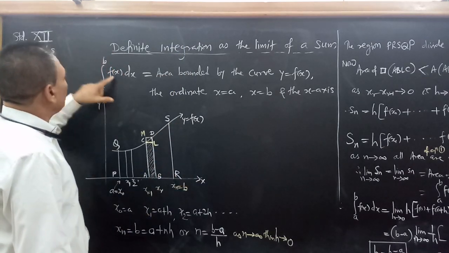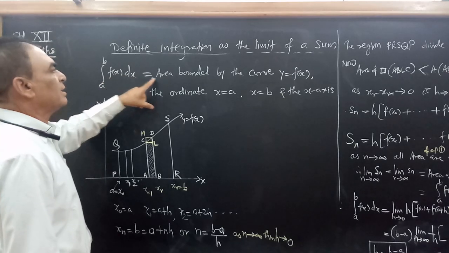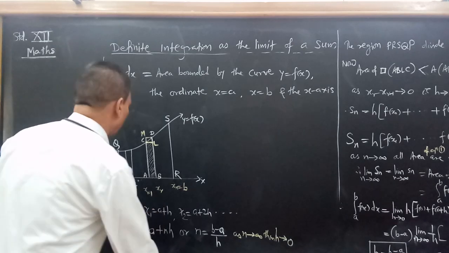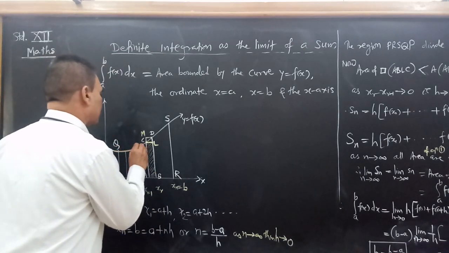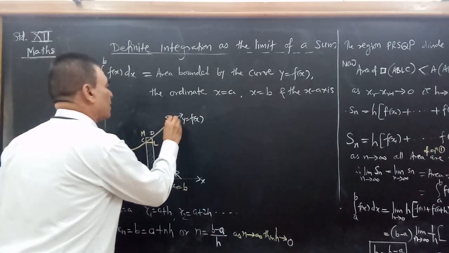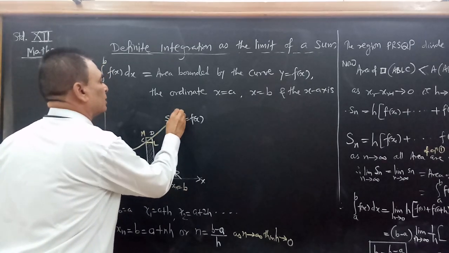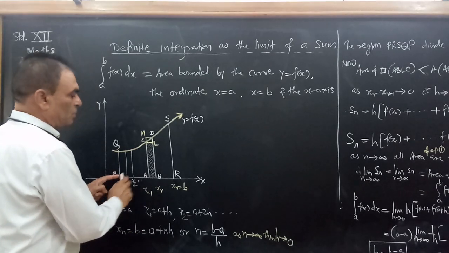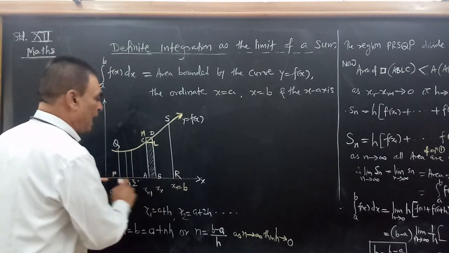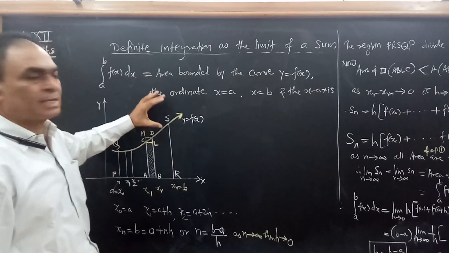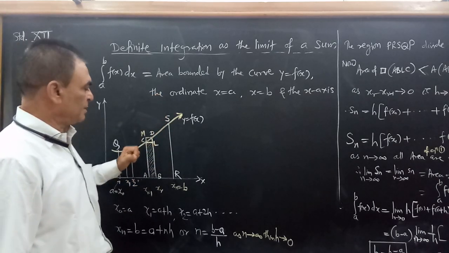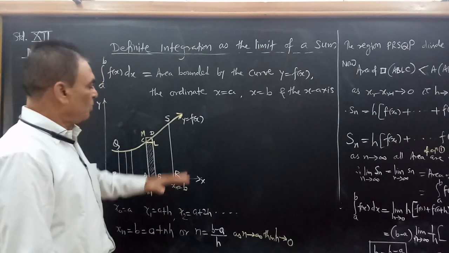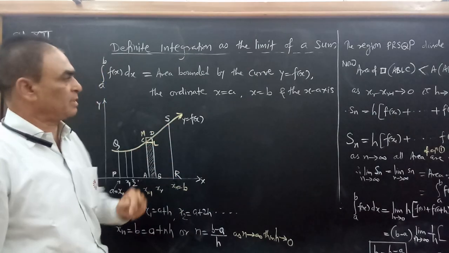Integration of a to b f of x dx is nothing but the area bounded by the curve y equal to f of x, and the ordinates x is equal to a and x is equal to b, and the x-axis. Here we consider only the first positive area, not the fourth quadrant; the area lies in only the first quadrant.